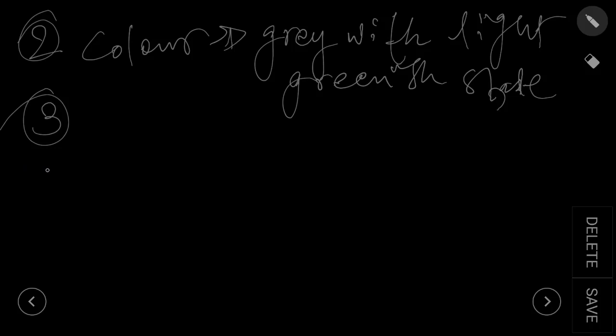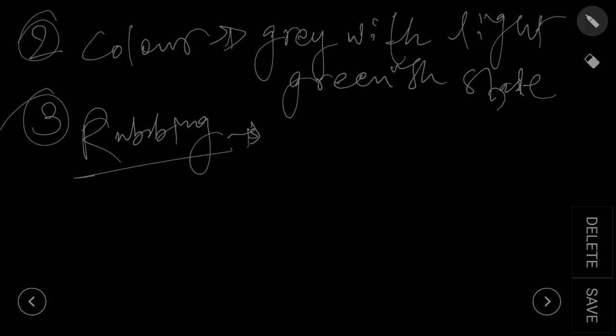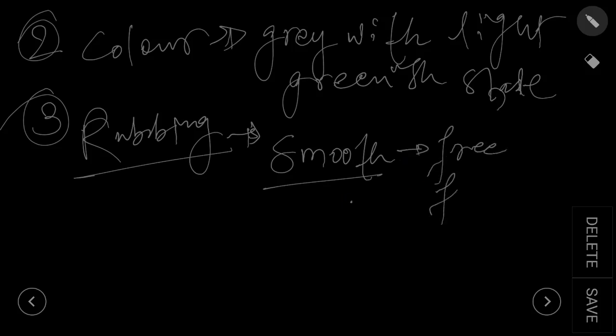The third point is the rubbing test. Take a pinch of cement between your fingers and rub it gently. It should feel smooth. That means it is free from adulteration.